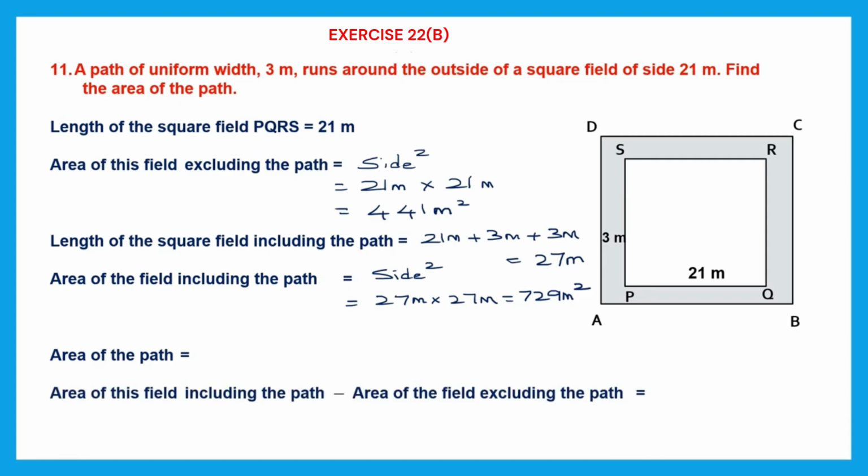So now let's substitute here. Area of the field excluding the path is smaller as you can see. So we're going to put area of the field including the path first. So that is 729 meters square minus area of the field excluding the path, which is 441 meters square. Now we need to subtract these two. When we subtract, we get 288 meters square. And what have we found? We have found the area of the path. The area of the path is 288 meter square.